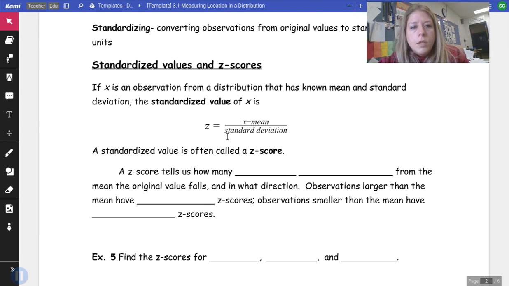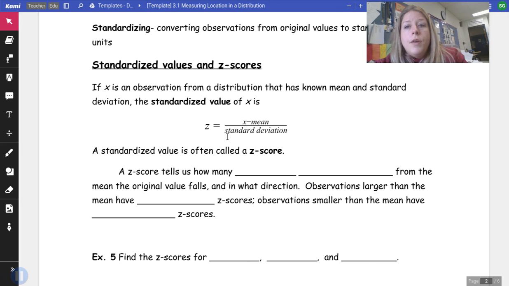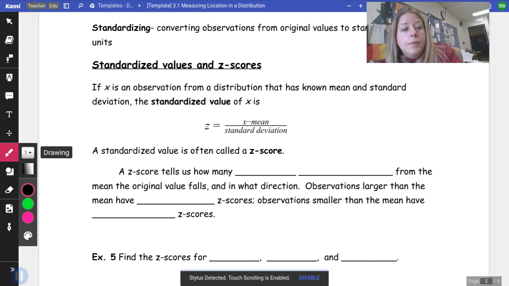Alright, we are starting here at standardized values and z-scores. When you standardize a value, you're comparing it only to its mean, and you're comparing it in widths of standard deviation, which every distribution has. So it gives you a good idea of how far away something is from being normal, no matter what the distribution is.